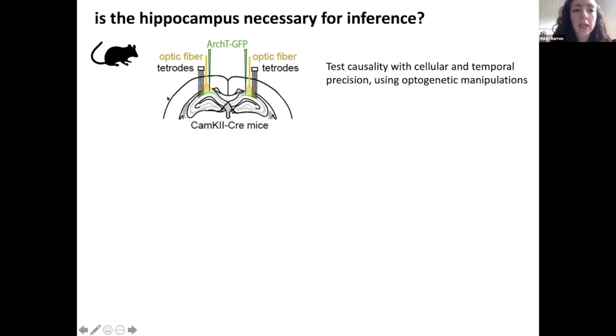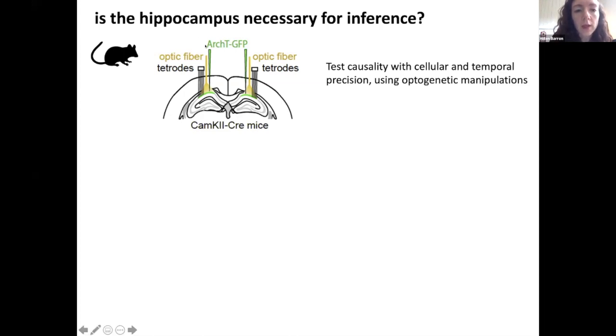So in our study, what we wanted to do is use an optogenetic method that has very high cellular precision and temporal precision. And so what we did was we injected an optogenetic virus, which is ArchT-GFP, into the dorsal CA1 region of the hippocampus. That's the primary output region from the hippocampus. And we did this in CaMKII-Cre mice, which meant that the ArchT-GFP virus was only expressed in pyramidal cells in the dorsal CA1 area.